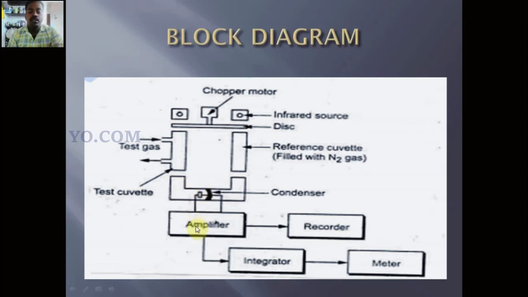That voltage is given to the amplifier. The amplifier amplifies the input signal and it is given to the recorder. The recorder stores the data. At the same time, the amplifier output is also given to the integrator. The integrator integrates the amplifier output signal and it is given to the meter. So this is the CO2 method.